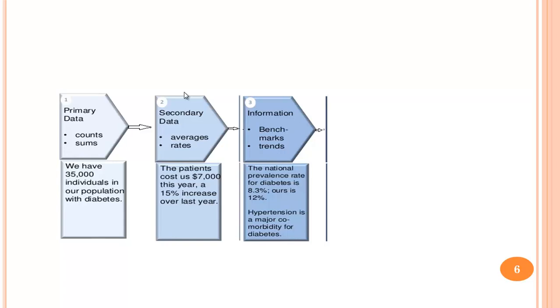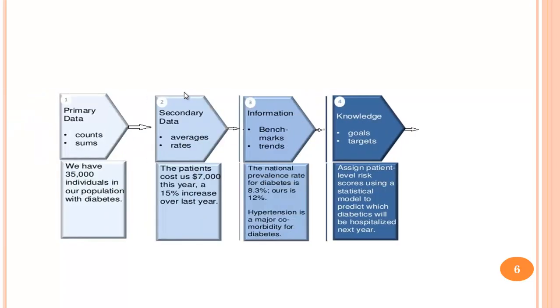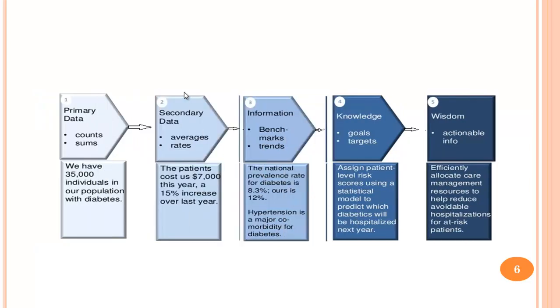Hypertension is a comorbidity for diabetes. Knowledge, goals, targets: assign patient level risk scores using a statistical model to predict which diabetes patients will be hospitalized next year. Now wisdom, actionable information: efficiently allocate care management resources to help reduce avoidable hospitalization for at-risk patients.